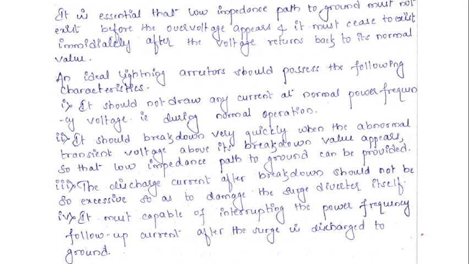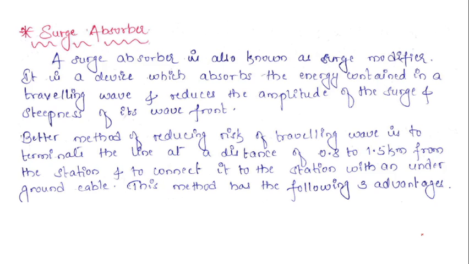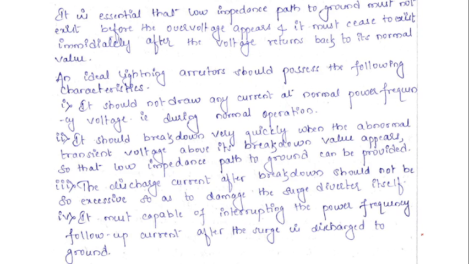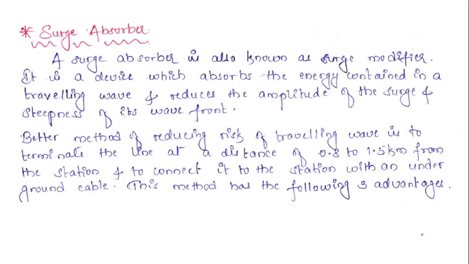Okay, so the discharge current of these lightning arrestor after the breakdown should not be a very high value, it should not be so excessive that it can damage the surge diverter itself. Okay, so it must be capable of interrupting the power frequency follow up current after the surge is discharged to ground. So these are some requirements we expect, or the performance we need to take care of about the lightning arrestors. The next we have is a surge absorber.